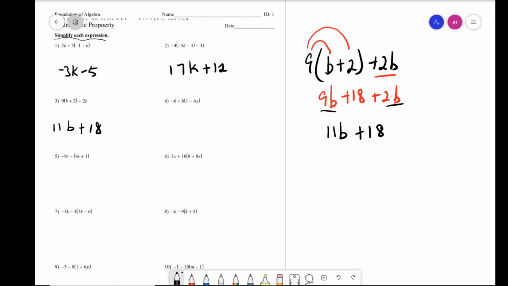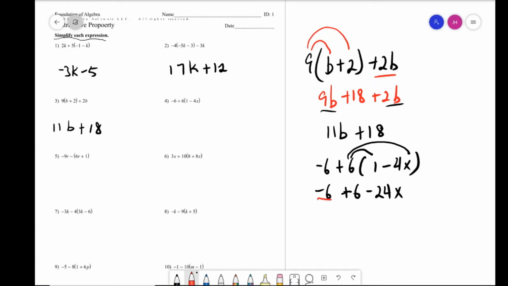Number 4, I have negative 6 plus 6 parentheses 1 minus 4x. So that will be negative 6 plus 6 times 1, which is plus 6. Then I have a positive 6 times negative 4x, so altogether it is a negative 24x, so minus 24x. I am combining the constant terms. Negative 6 plus 6 gets me 0, minus 24x, which is negative 24x.